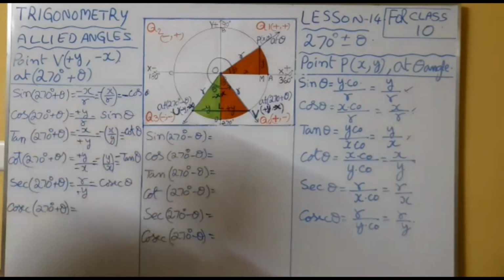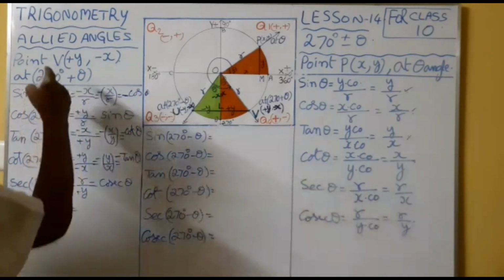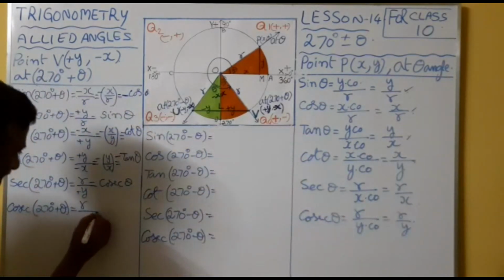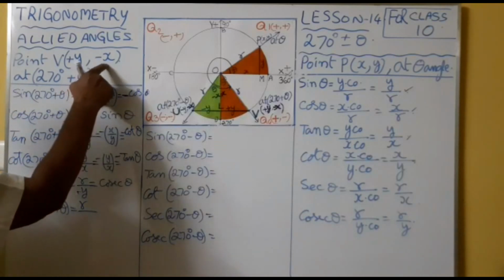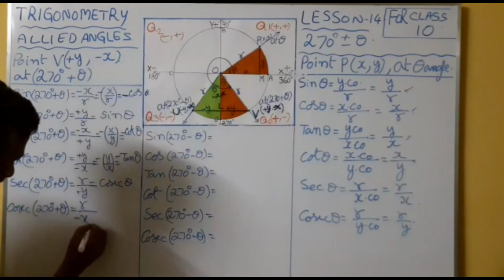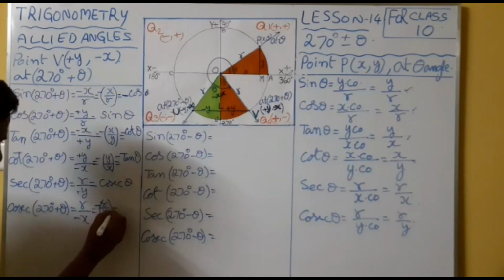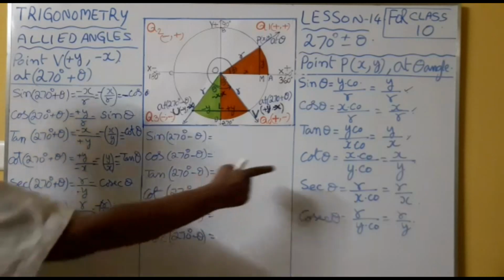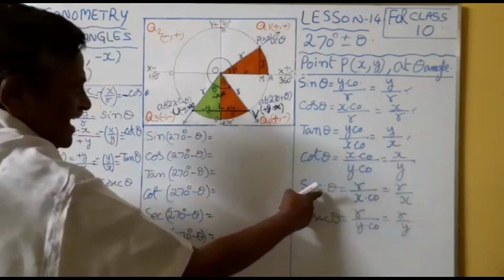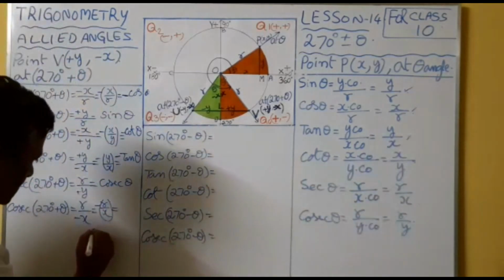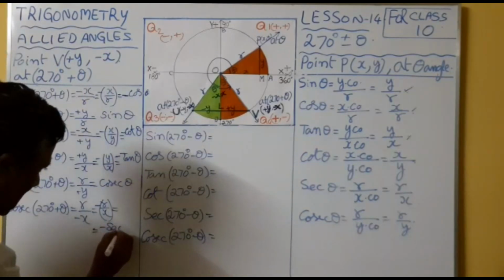Cosec of 270 degrees plus theta. What is the definition? R by y coordinate, which is minus x. Therefore, minus x. This is equal to minus of r by x. R by x is sec theta. Therefore, this is minus sec theta.